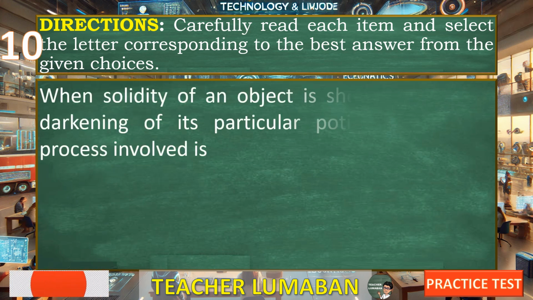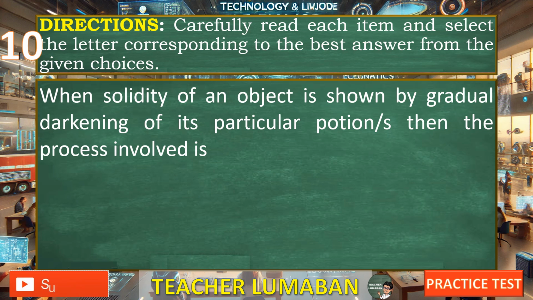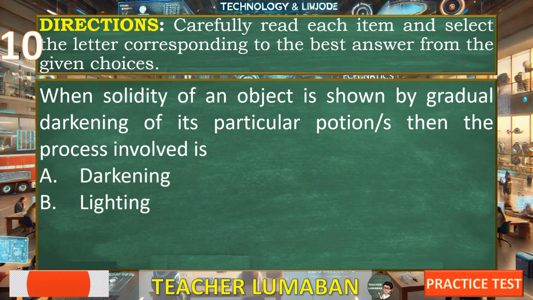When solidity of an object is shown by gradual darkening of its particular portions, then the process involved is: A. Darkening, B. Lighting, C. Shading, D. Shadowing.